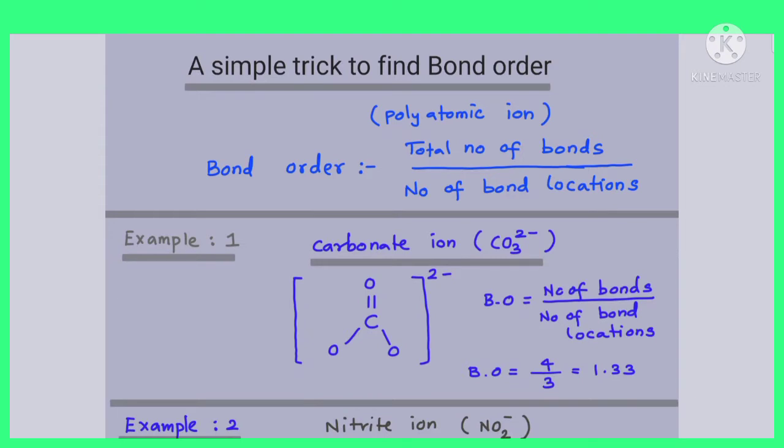In this video I am going to discuss a simple trick to find the bond order of polyatomic ions. Polyatomic ions are charged species made up of more than one atom. The simple formula is: bond order is equal to the total number of bonds divided by the number of bond locations. This is the formula we are going to use here.